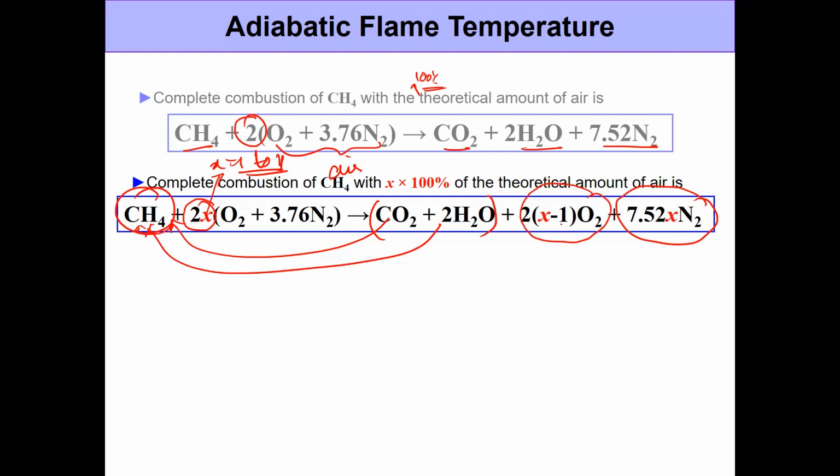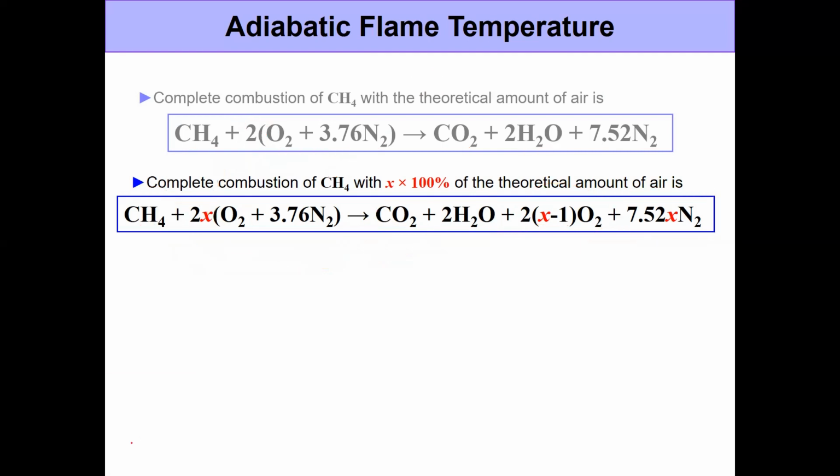Now, again, how do I get this 2x minus 1 for oxygen? Well, I need to do an atom balance for oxygen. That's how I'm going to get it. There's no other way of doing that. All right, so this is the final equation that we're looking at. And here we need to calculate the adiabatic flame temperature for this particular case. And then we can start by applying values of x of 1, x of 2, and so on.